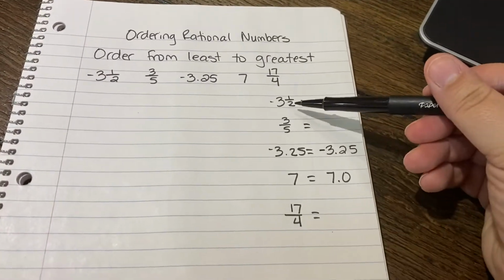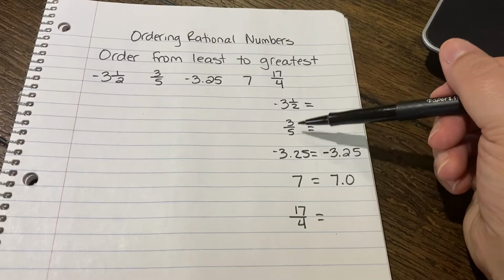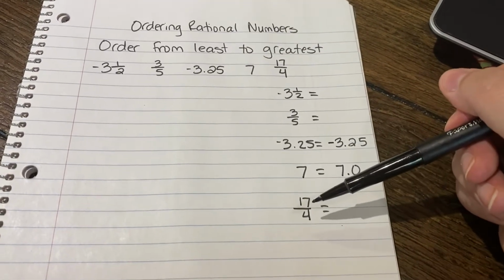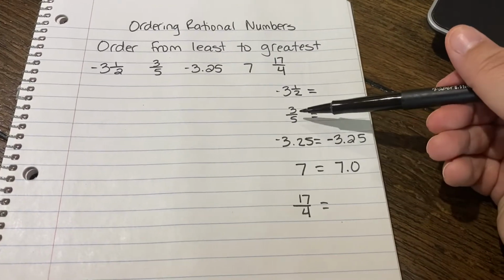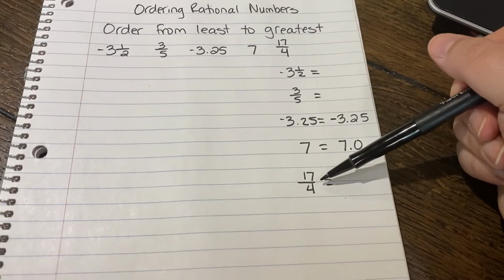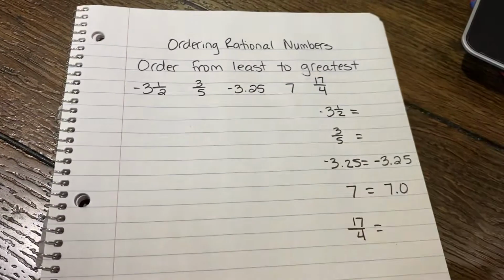Now we need to get into these. So before I get to this one, I'm going to do these regular fractions because, again, I've already made a video showing you how to change a fraction into a decimal. So we're going to do 3/5 and 17/4 first. I'm going to do the work right here.